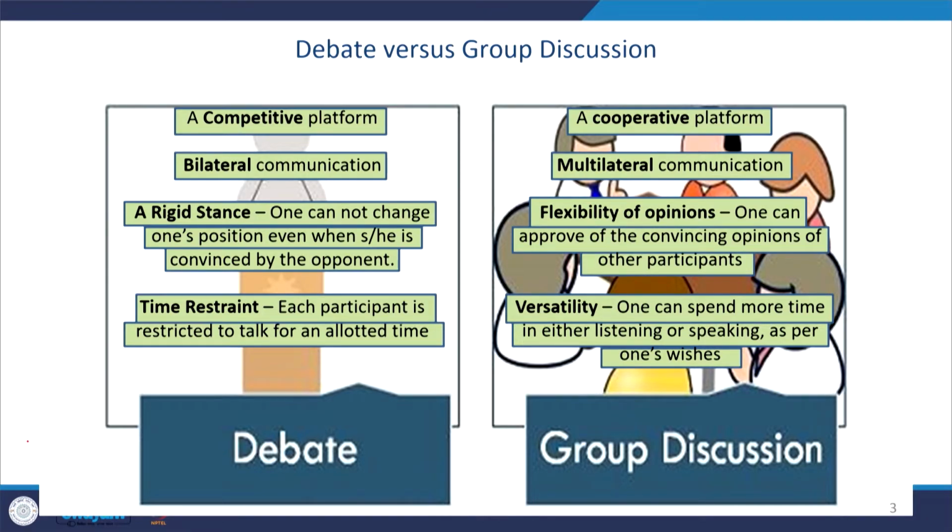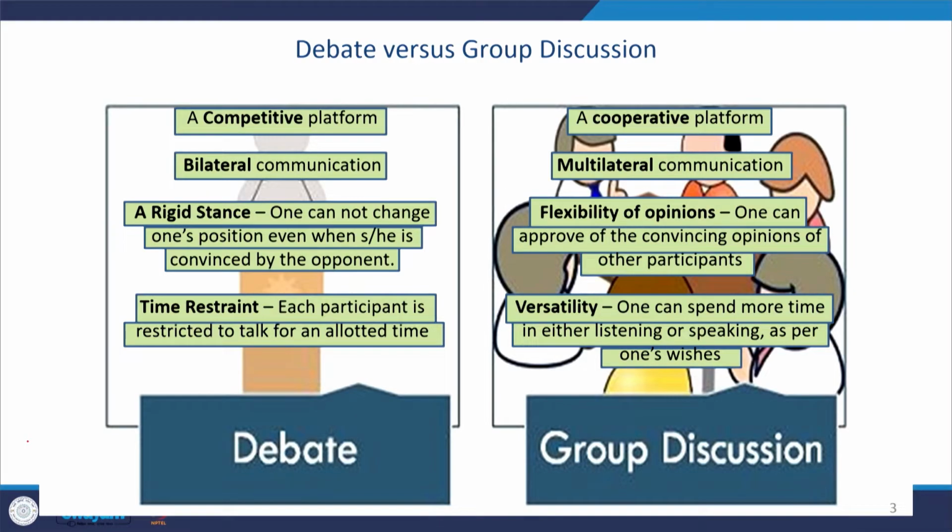Debates are competitive, whereas group discussion is a sort of cooperative situation where people cooperate. In debates, one candidate has got a rigid stance, whereas in group discussions there is no such rigidity. Rather, we often say that flexibility is the hallmark of a group discussion. In debates, you are provided with a restriction of time. Suppose you are given 10 minutes or 15 minutes. Of course, in GD also you are given time, but then there is no such thing as to who can speak for how long. So, there is a sort of versatility. One can spend more time either in listening or speaking as one so wishes.